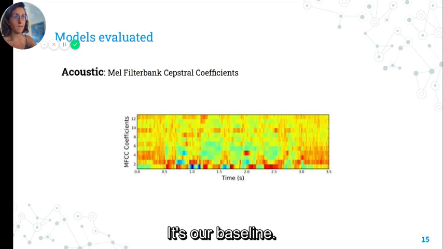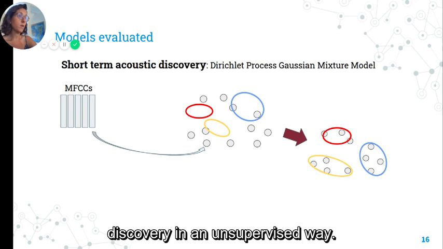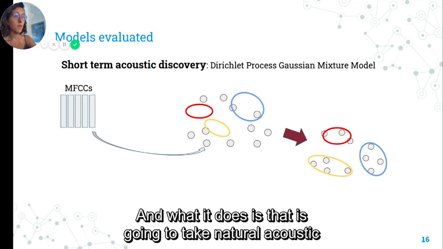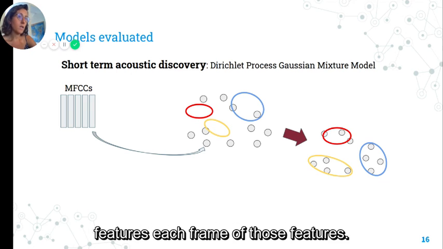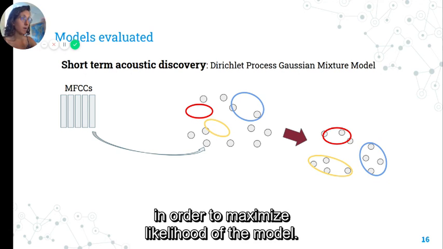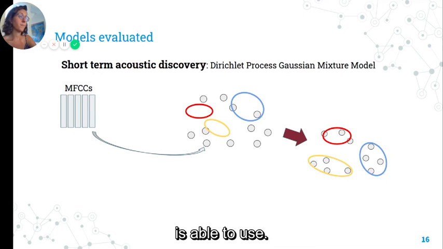So it's our baseline. The second model we use is doing short-term acoustic discovery in an unsupervised way. So it's called a Dirichlet process Gaussian mixture model. And what it does is that it's going to take neutral acoustic filters, each frame of those filters, and it's going to try to organize Gaussians on top of them in order to maximize the likelihood of the model. And it's going to be able also to fit the number of Gaussians it's able to use.